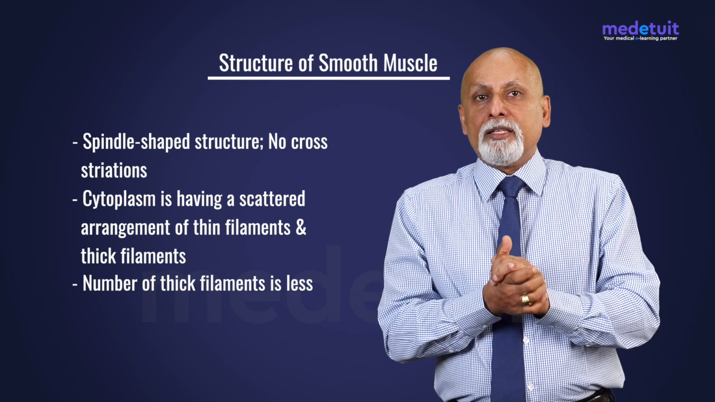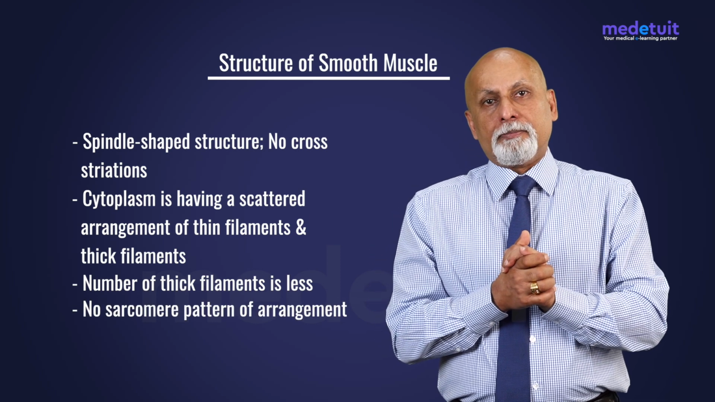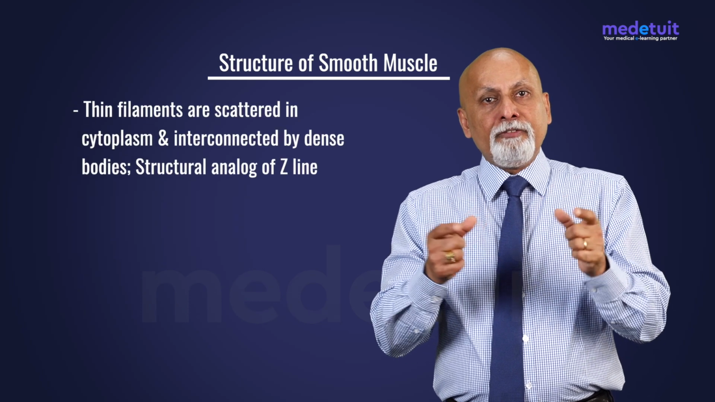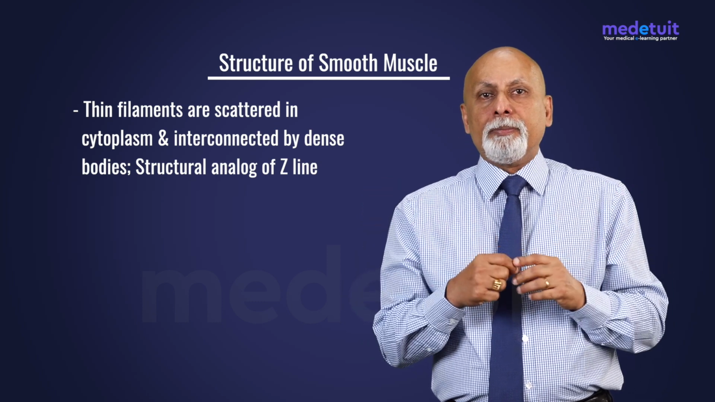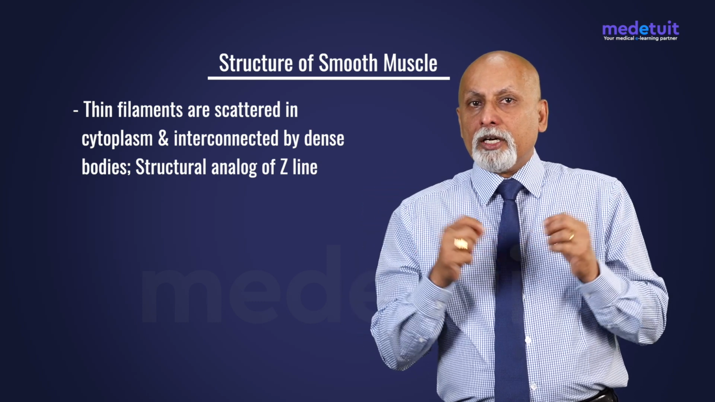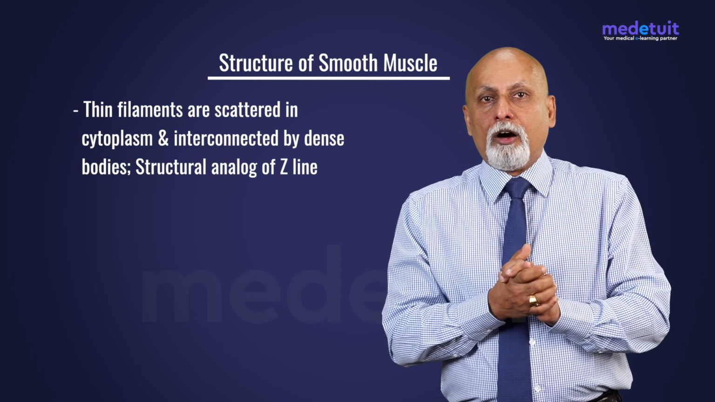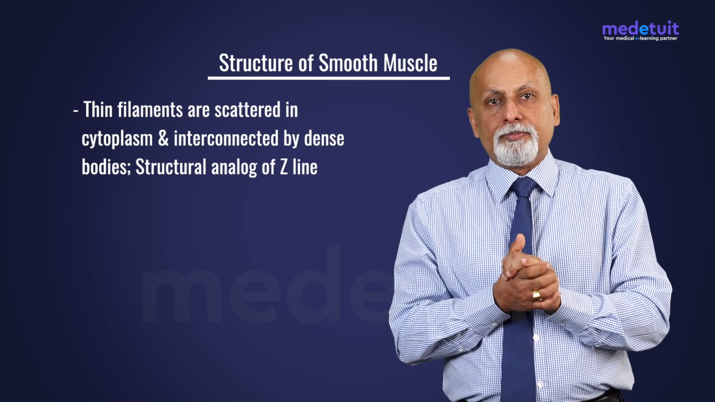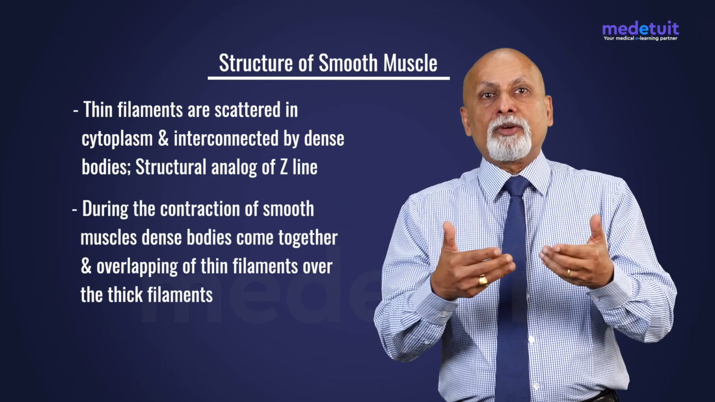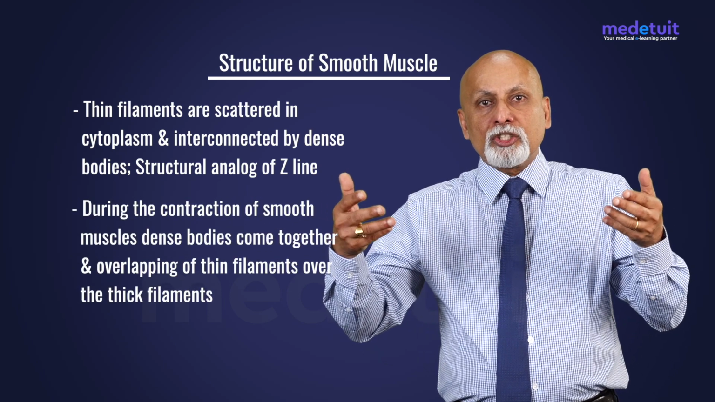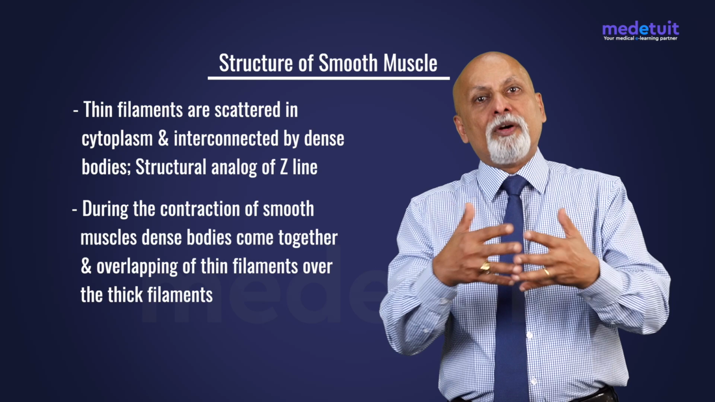And one more important thing that you can notice here, there is no sarcomere pattern of arrangement in smooth muscle. You can see the thin filaments scattered in the cytoplasm, interconnected by a specialized structure called dense bodies. It is nothing but a structural analog of the Z line in the skeletal muscles. What will happen to these dense bodies during the contraction of smooth muscle? These dense bodies come together. There will be a significant overlapping of thin filaments over the thick filament.